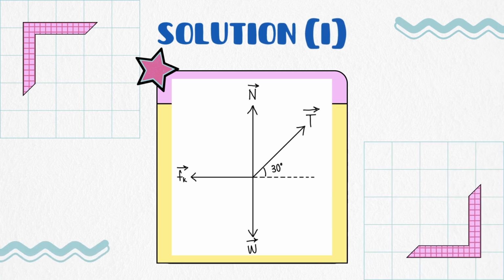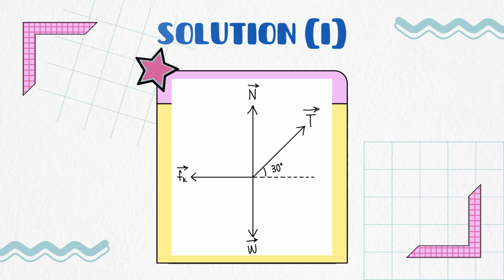For the solution of question 1, you need to draw a free body diagram. Just look at this diagram. T is the tension of the rope, so you need to label the angle given, 30 degrees. Then N is acting upward, which is the normal force of the block, while Fk is the kinetic friction of the block. So you draw it to the left because it's opposite to the tension. W is the weight of the block, so you need to draw it downwards.